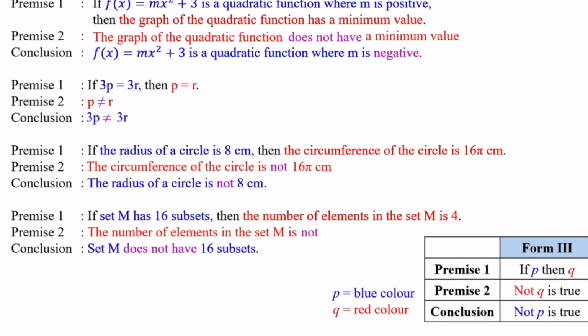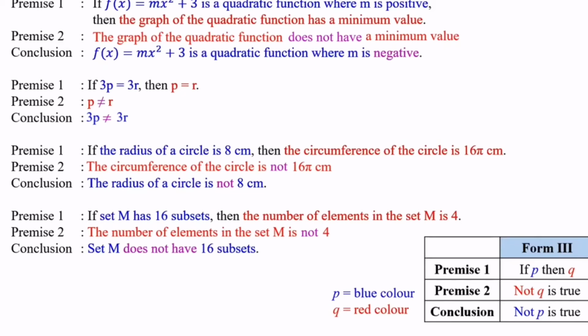But you need to negate the Q. So you have to add in the not. So the number of elements in the set M is not 4. And then you just copy down the blue statement: the set M does not have 16 subsets. That is how you work out the answer for argument form 3.